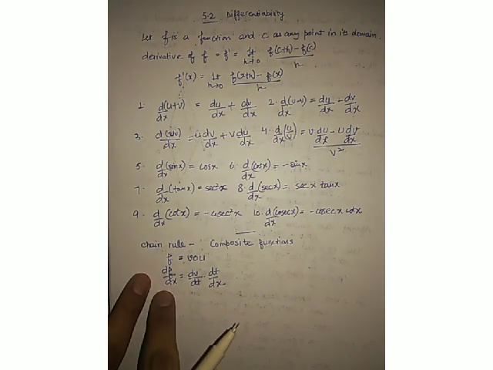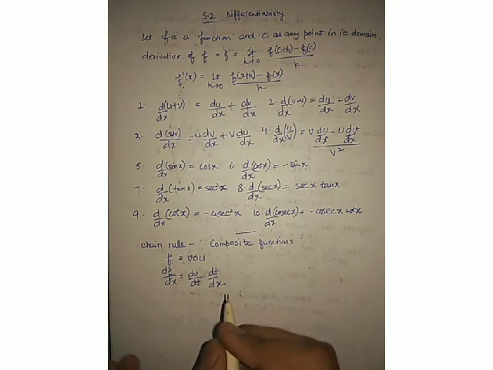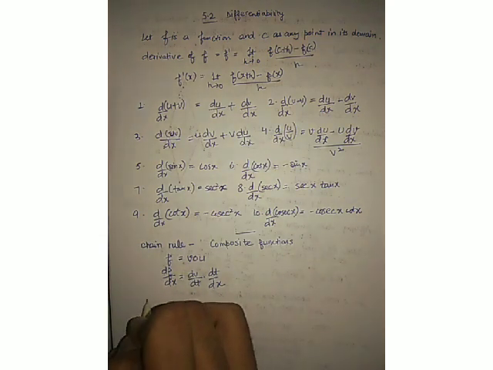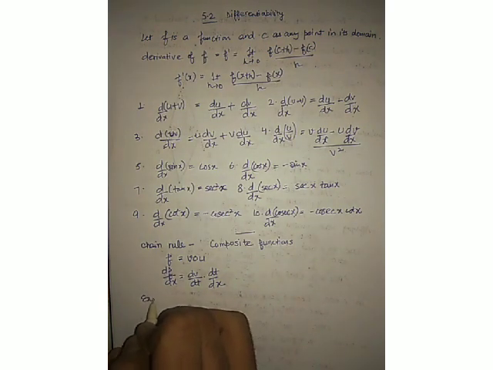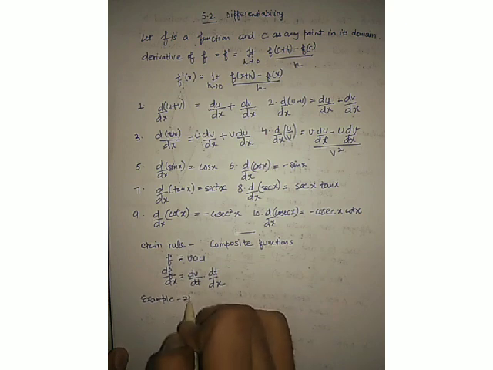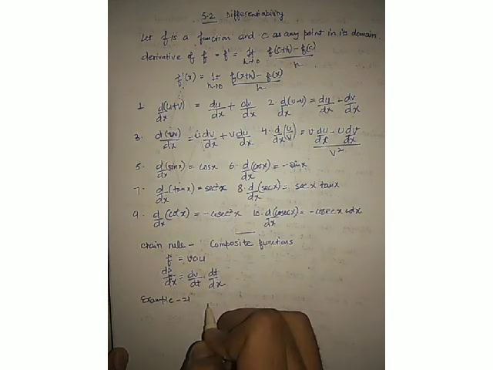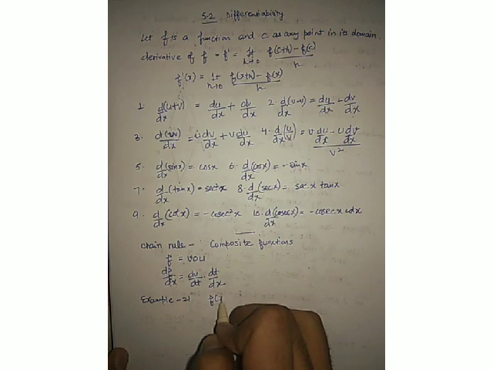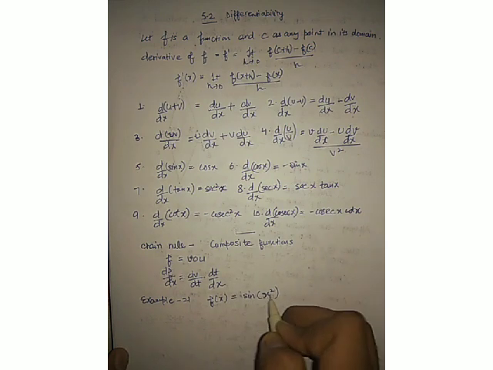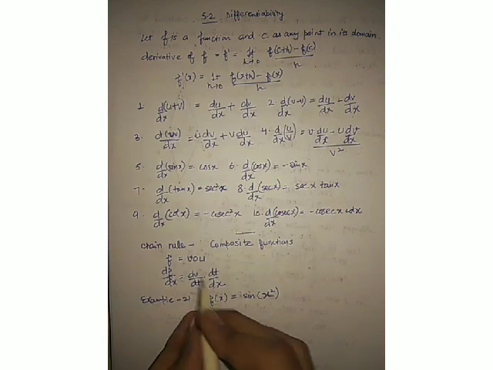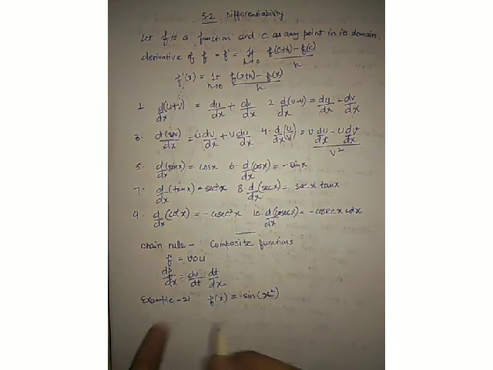Now df upon dx, for example, for sin x square, which is also your 21st example. We will be doing the chain rule with the help of the 21st example. We have to derive f of x is equal to sine of x square. Clear? Now in this, our f is made up of two functions.